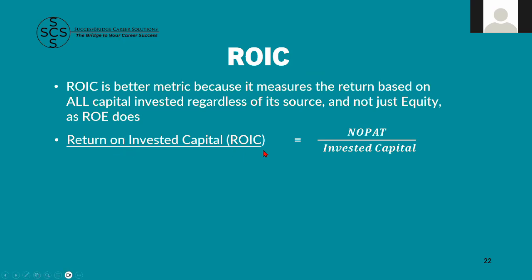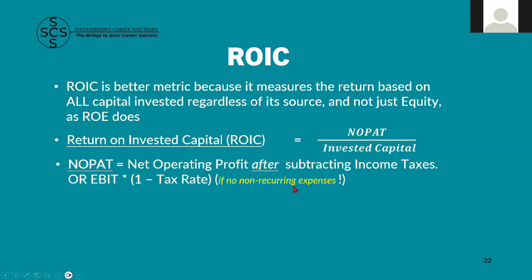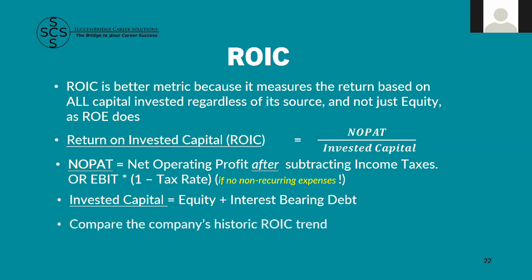So return on invested capital, the typical classic definition is NOPAT divided by invested capital. What is NOPAT? NOPAT is net operating profit after subtracting income taxes, but before interest payment. Or it can also be written as EBIT times 1 minus tax rate. And this is if there are no one-time expenses. And invested capital is equity plus interest-bearing debt. So what does ROIC indicate?